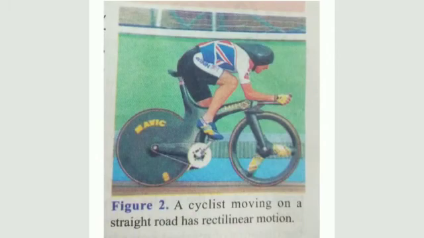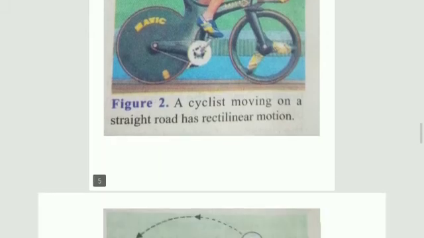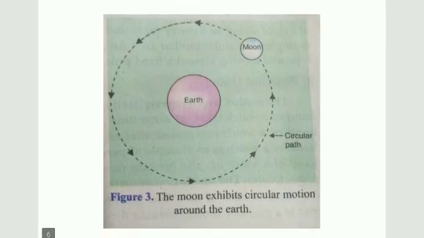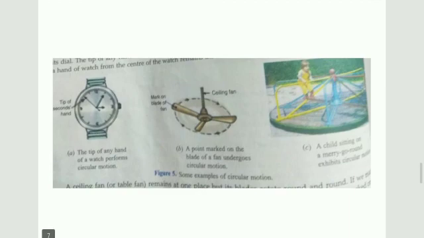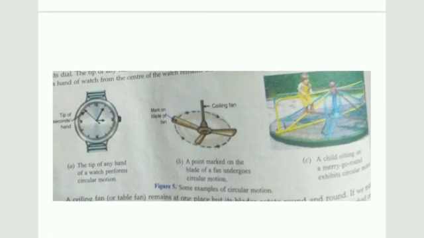This is a cyclist moving on a straight road, so we call it rectilinear motion. This is the moon, it exhibits circular motion around the earth, but in your book it is called rotational motion. Circular motion is changed to rotational motion, so it is rotational motion. These are also rotational motion. Watch, fan, or merry-go-round, child's play. These are all rotational motion. Here it is called circular motion.